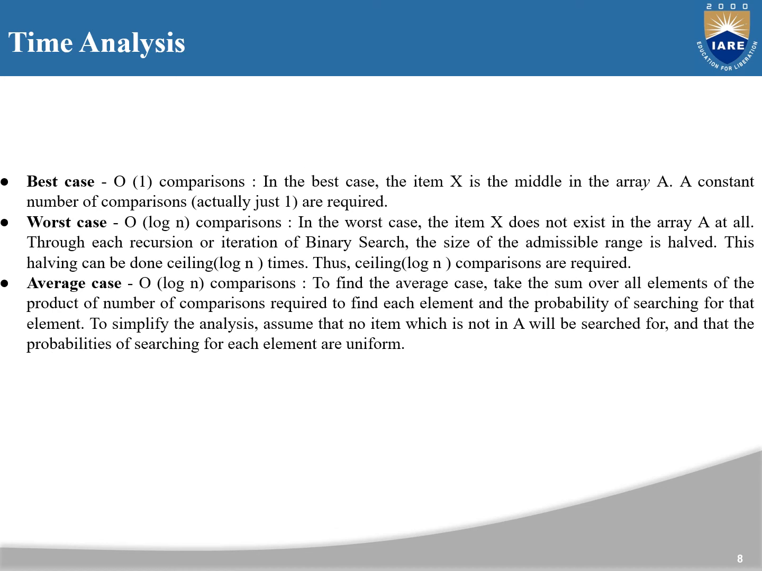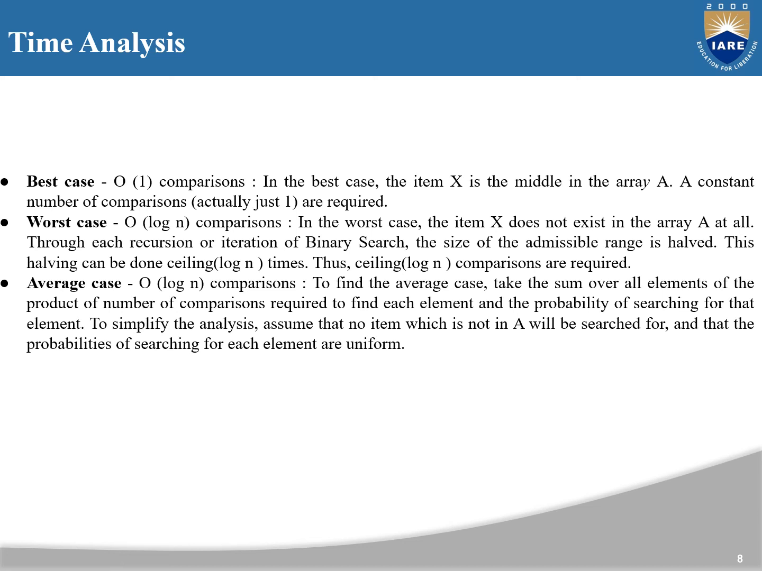Time analysis. Best case: O(1) comparisons. In the best case, the item X is the middle of the array A. A constant number of comparisons, actually just one, is required. Worst case: O(log n) comparisons. In the worst case, the item X does not exist in the array A at all. Through each recursion or iteration of binary search, the size of the admissible range is halved. This halving can be done ceiling of log n times, thus ceiling of log n comparisons are required.